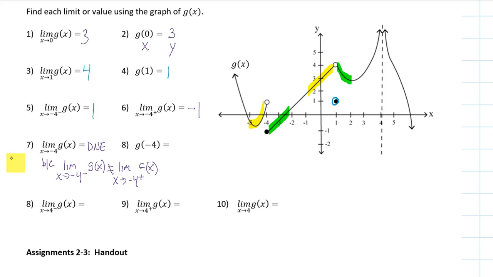All right. Next question, what's the value at g of negative 4? Notice the open circle at 1, the closed dot at negative 1. So g of negative 4 is defined at negative 1. And then we go over to positive 4.